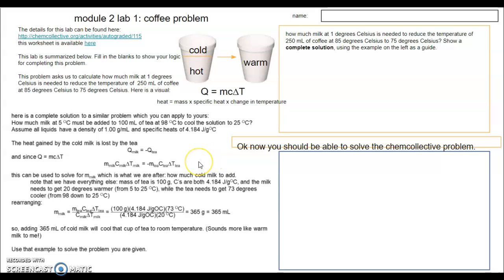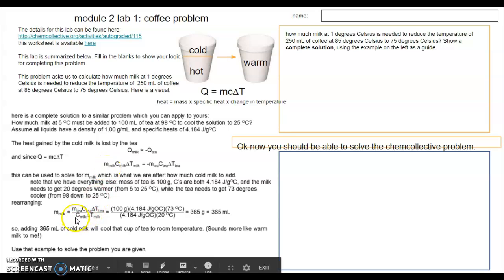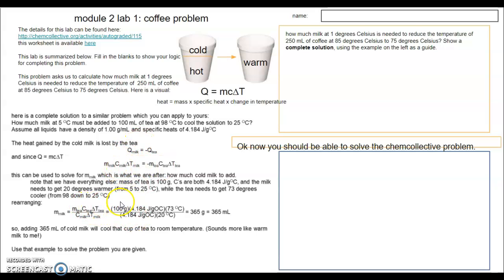Now I'm big on rearranging everything because I think it simplifies everything, and we want to solve for this. So if I divide both sides by C milk ΔT milk, it will isolate the mass of the milk. See how I did that? And there it is. It cancels on the left and it shows up on the right. Now we can plug in everything.